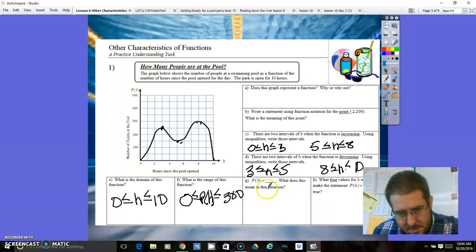P of 3 is equal to what? What does this mean in the situation? P of 3 is 250.